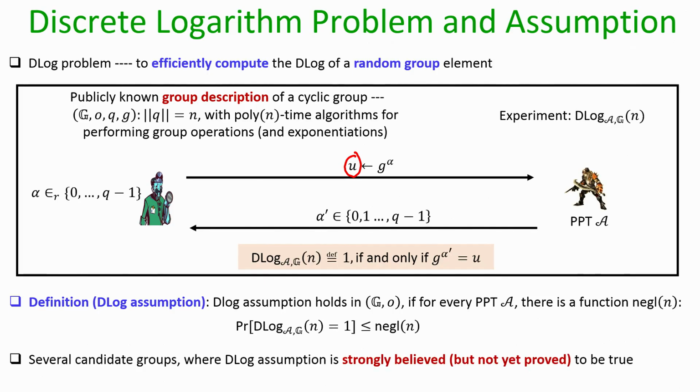It turns out that there are several candidate groups where indeed the discrete log assumption is strongly believed to be true. I stress that it is only believed that in those candidate groups the discrete log problem is difficult to solve, but it is not yet formally proved. That means over the last 30-40 years, even after performing rigorous research, no one is able to come up with a polytime algorithm or efficient algorithm which can compute the discrete log for randomly chosen elements from those candidate groups. That is why we strongly believe that the discrete log problem is hard in those groups, and that is why we call this whole problem the discrete log assumption.